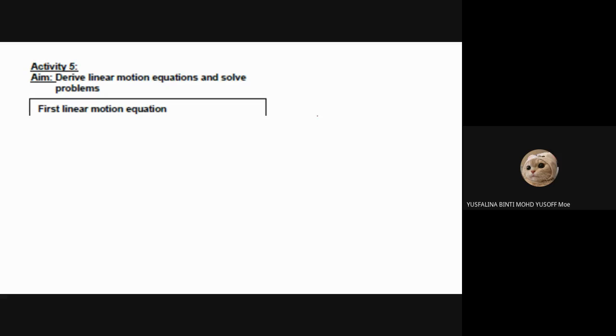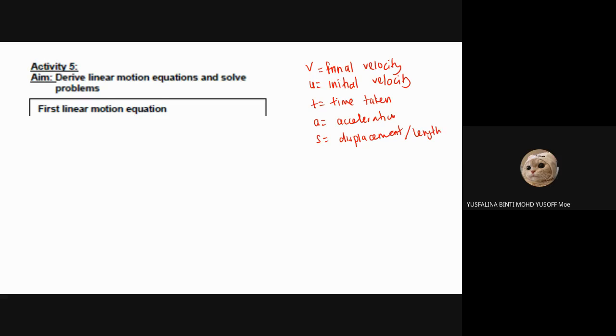Basically, we have V, which I think you already know is the final velocity. U is the initial velocity. T is the time taken for the change from the initial velocity to the final velocity. A is the acceleration, and S is the displacement. Sometimes they put it as length also. That one is also S.